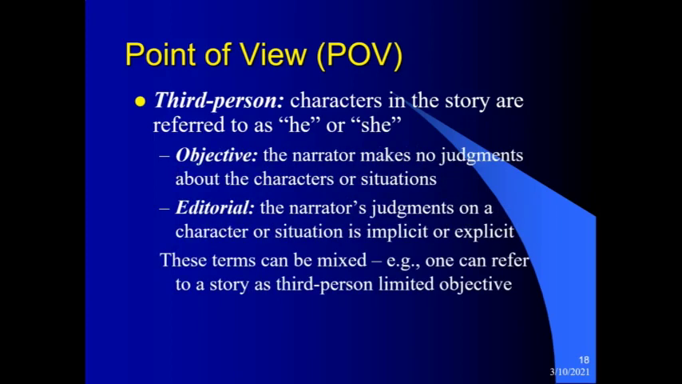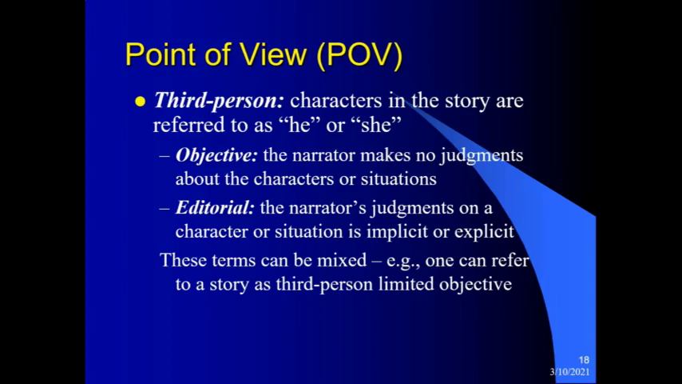You also have objective third-person point of view, which is when the narrator makes no judgments about the characters or their situations. And you also get editorial third-person point of view, in which the narrator's judgments on a character or situation are implicit or explicit. And these terms, again, can be mixed. One can refer to a story as having a third-person limited objective point of view, or a third-person limited editorial point of view. You can also have a third-person omniscient objective point of view, or a third-person omniscient editorial point of view.